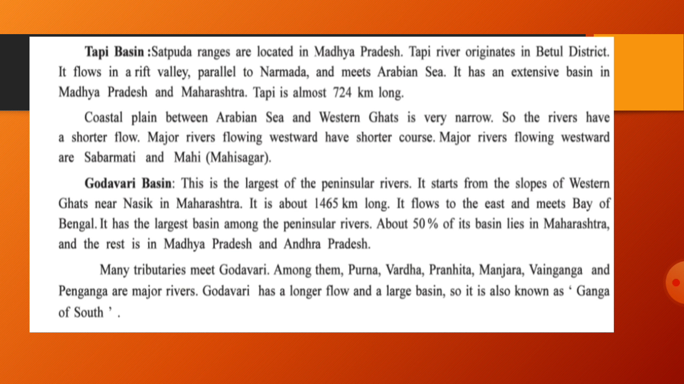Many tributaries meet the Godavari, and among them Purna, Wardha, Pranhita, Manjra, Wainganga and Penganga are the major rivers. Since the Godavari is the largest river of South India and has a very large basin, it is known as the Ganga of the South.